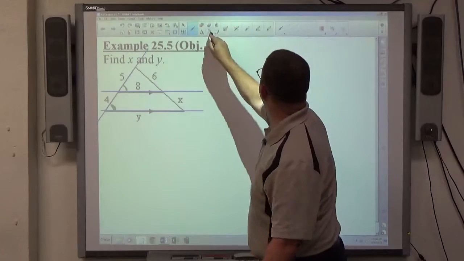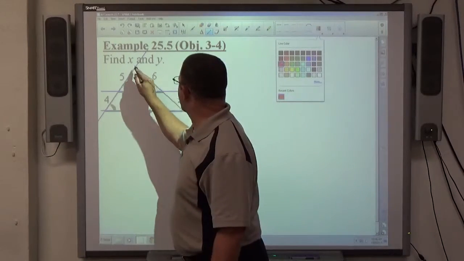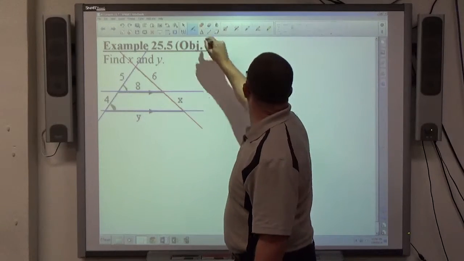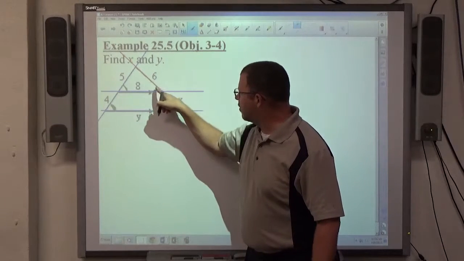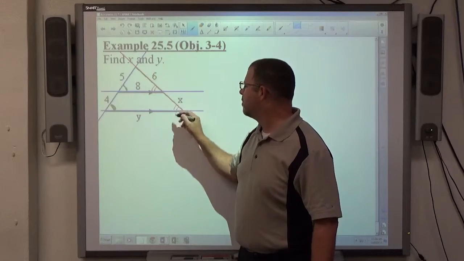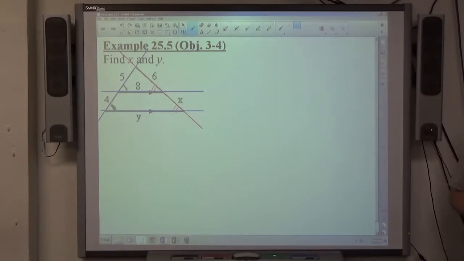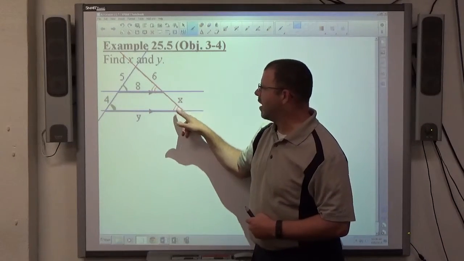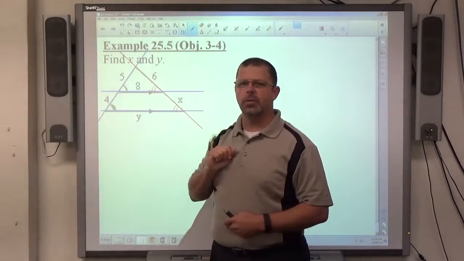Similarly, if I look at this transversal here, parallel line, transversal, acute angle. These two acute angles are going to be equal to each other, but not equal to the green ones. Okay? Both of these acute angles are attached to this transversal. These acute angles are equal. These acute angles are attached to this transversal. Those acute angles are equal to each other.